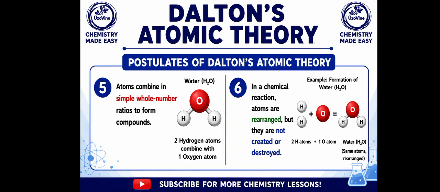As you can see, 2 hydrogen atoms combine with 1 oxygen atom to form water. Number 6, in a chemical reaction, atoms are rearranged, but they are not created or destroyed. As you can see in the formation of water, the atoms are rearranged, but they cannot be created or destroyed. So these are the 6 main rules called postulates in which Dalton's theory was explained.